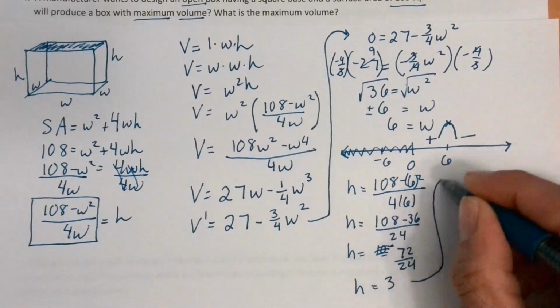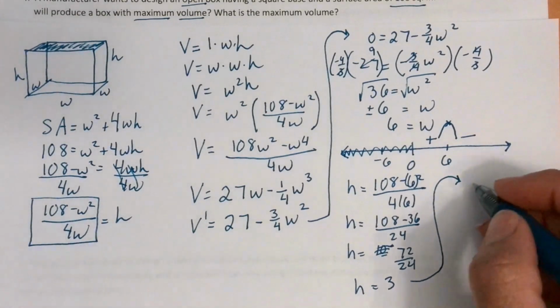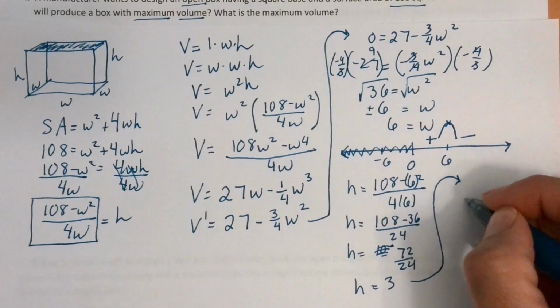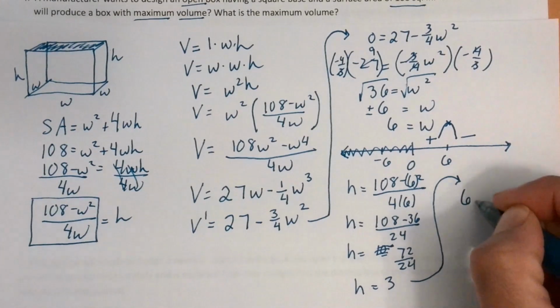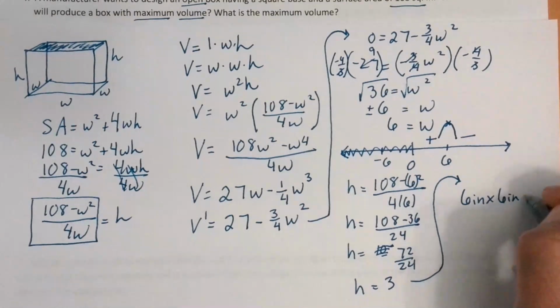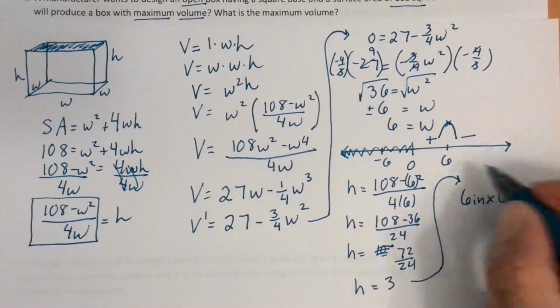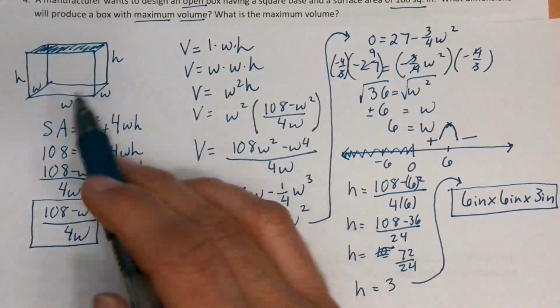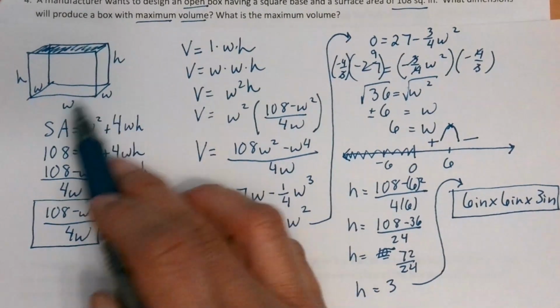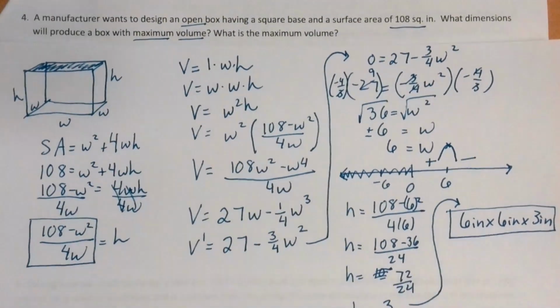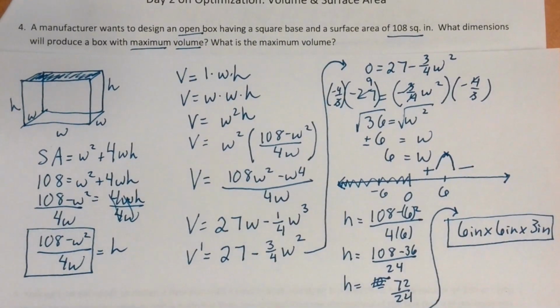So I'm going to come over here, and our final set of dimensions that produce the maximum volume would be 6, and we're in inches, by 6 inches by 3 inches. And you'll recall both of our widths are 6, our height is equivalent to 3. Now there is actually a second part to the question, which is what is the maximum volume? So this is really like part A.